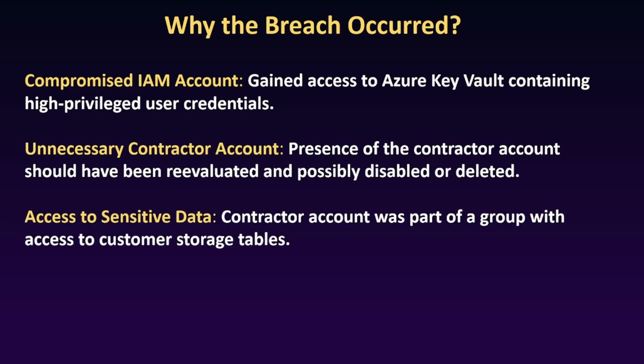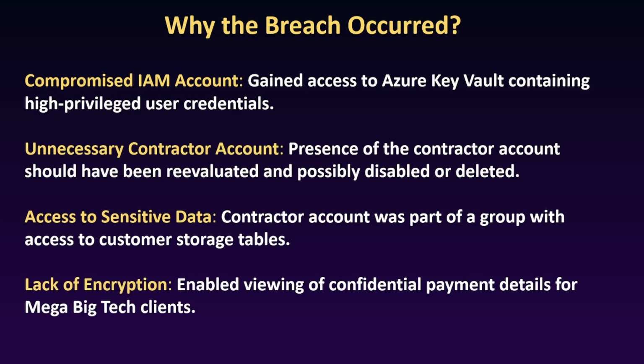Additionally, the contractor account was part of a group with access to the customer storage table, and because there was a lack of encryption, this allowed the attacker to view confidential payment details for all Megabig Tech clients. This combination of factors created significant vulnerabilities. And the important point is the attack chain, which traced back to the previously accessible Azure Blob container, illustrated how easily any user on the internet could access sensitive information. So according to me, multiple avoidable mistakes contributed to this breach, demonstrating a clear need for strong security practices.